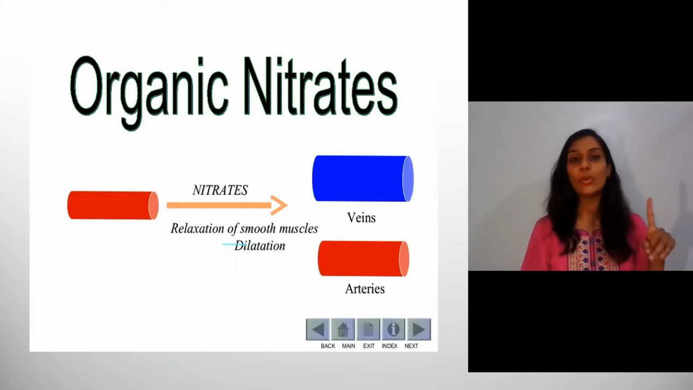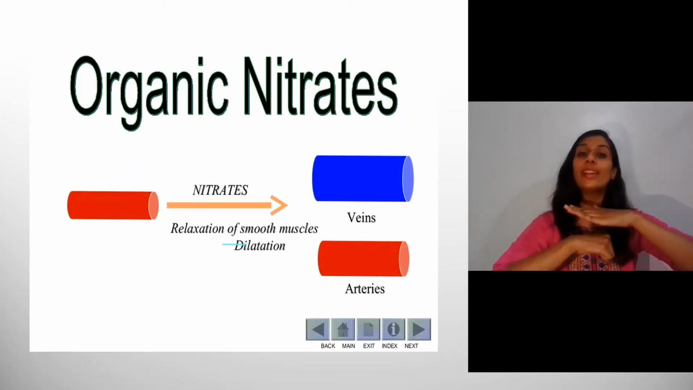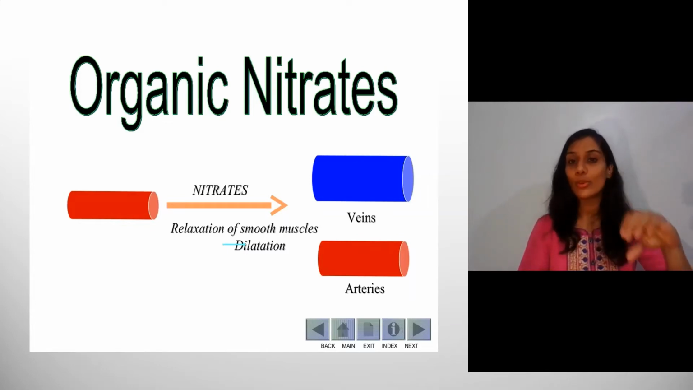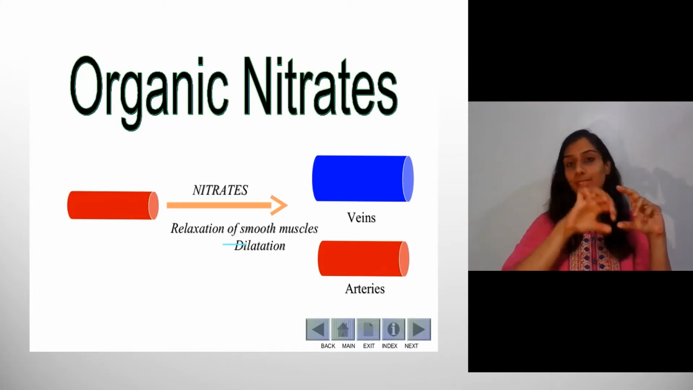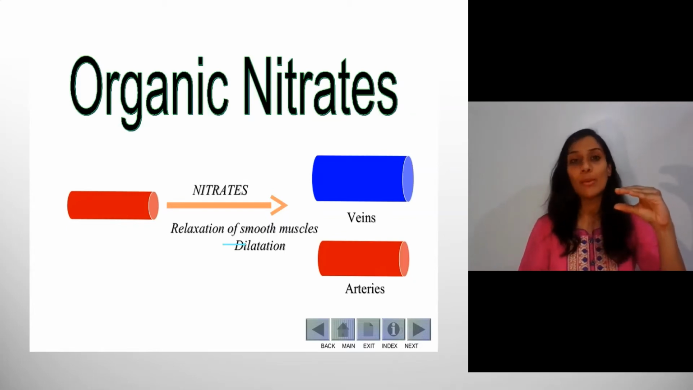Now, starting with organic nitrates. The mechanism of organic nitrates: as I have told, because of atherosclerotic plaque, there occurs coronary spasm and obstruction. So the treatment for angina is that we need dilatation of arteries for more blood supply, because there is a reduced amount of blood supply, and because of that there is reduced oxygen supply to the heart, which results in ischemia.